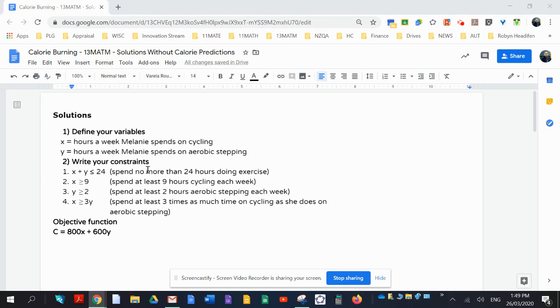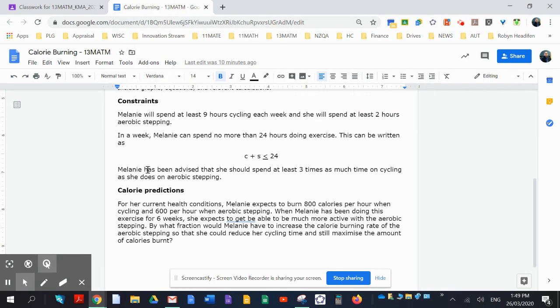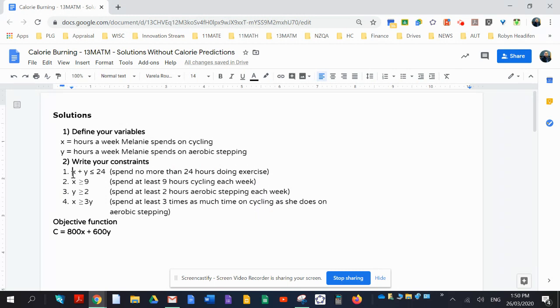Right, looking at our constraints, that is already given to me. So what I've just done is taken that and written it again as that. You don't need to do it. You can stick with words, but I guess it makes sense if you're going to use the X and Y axis. So you write your constraints, and that means less than or equal to, because at most she can spend 24 hours a week. And I've interpreted the inequality in brackets here.